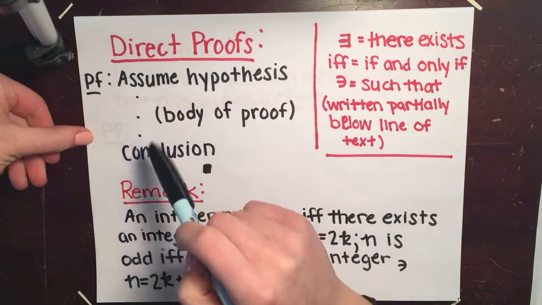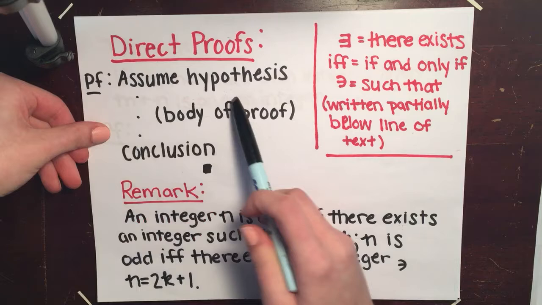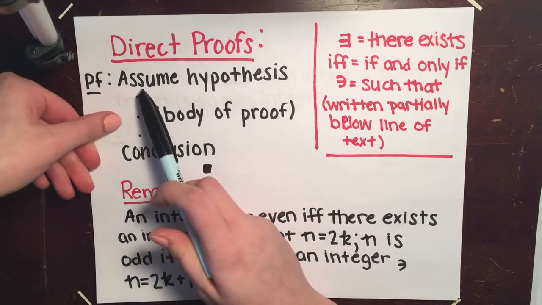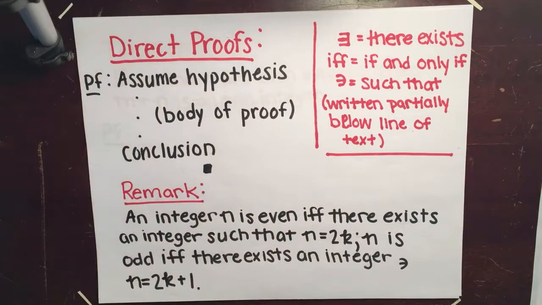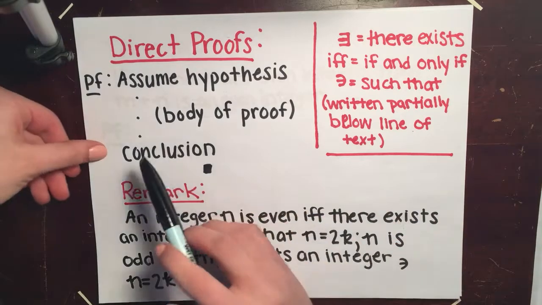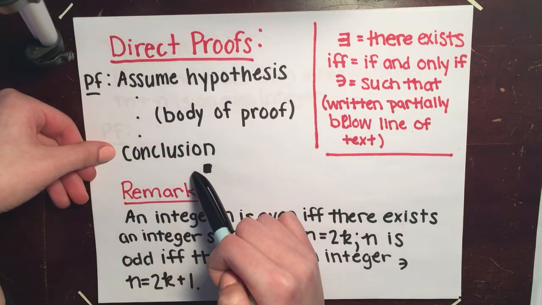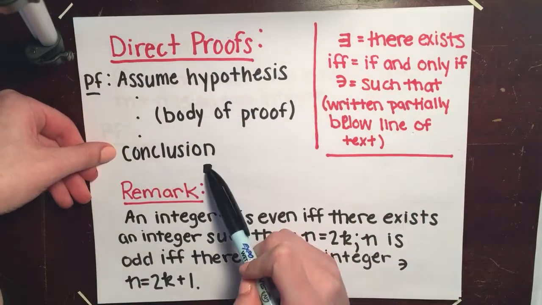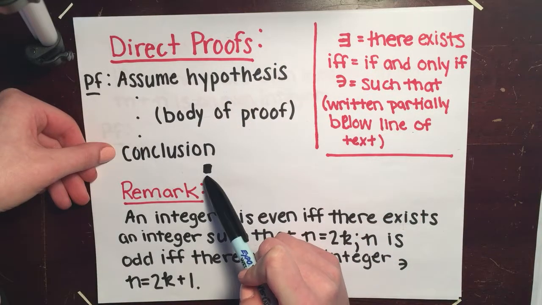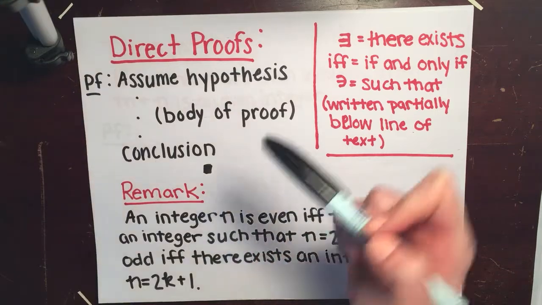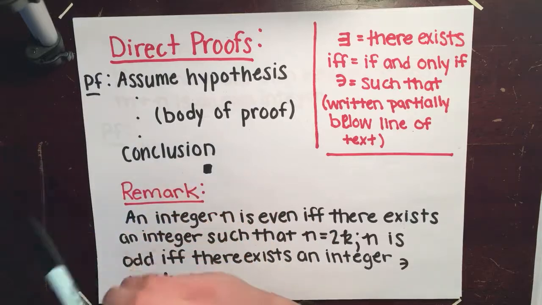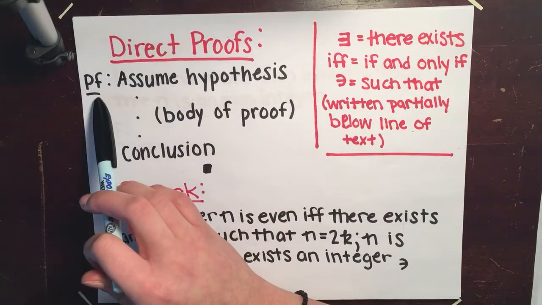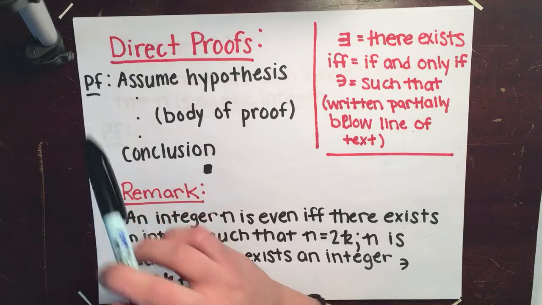So a direct proof is set up like this: you first assume the hypothesis. Then you have the body of the proof, which is an explanation, and it involves different parts, and we'll go over that a little later. Then you state the conclusion of the proof. You cannot forget your little block at the end to make the proof correct, which is often referred to as a tombstone. You should also write PF, which stands for proof, at the beginning.